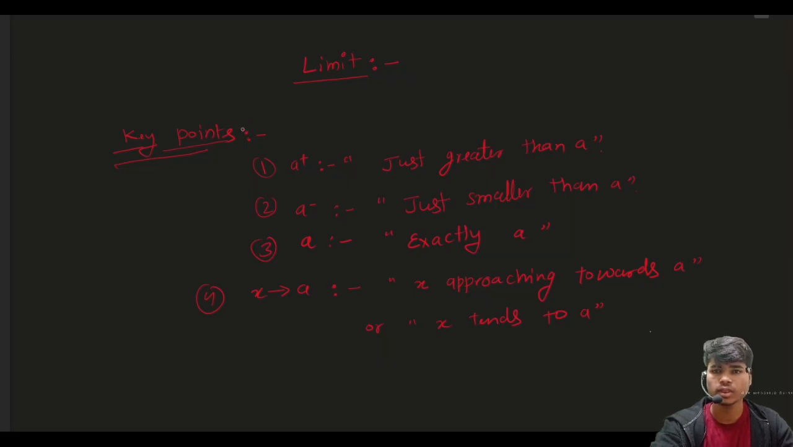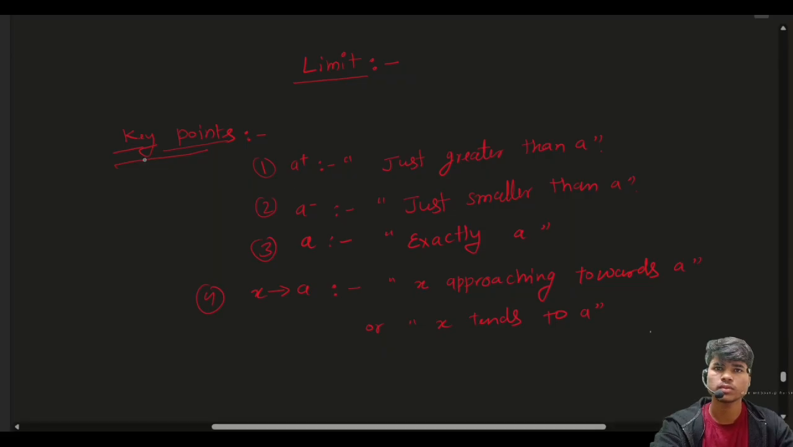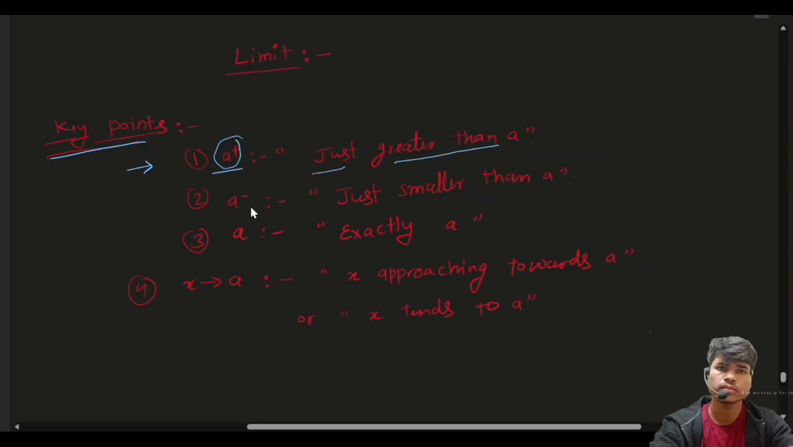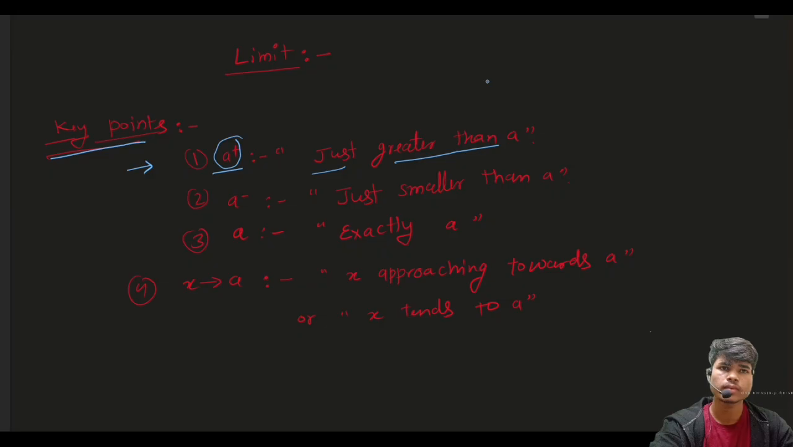Before we start the topic, we have to know some key points. First, a positive. What is the meaning of a positive? Just greater than a. Suppose we have a equals 2. So a positive, we can choose 2.00000...1. This value is just greater than a and very close to a.